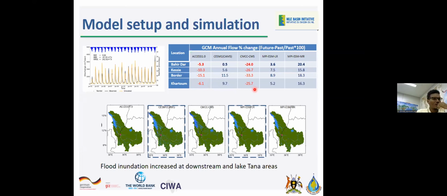And for the flood inundation, we found that the downstream area is affected by the flood inundation, and areas around Lake Tana are also among the areas affected by the flood inundation. Considering this area is located at the downstream of the include that contribute.